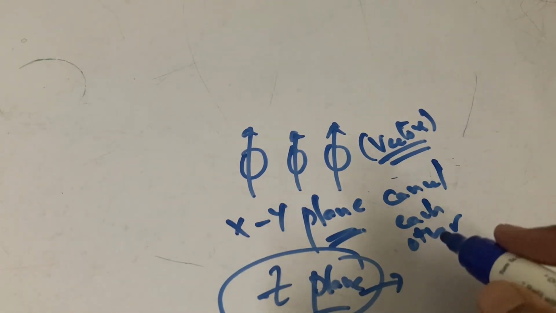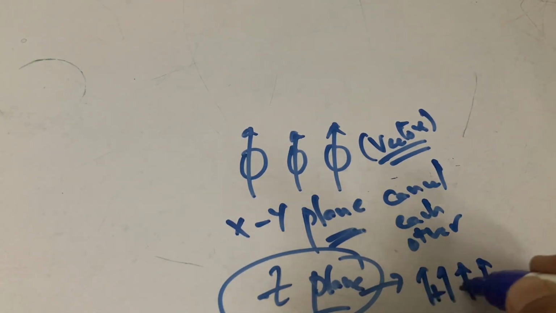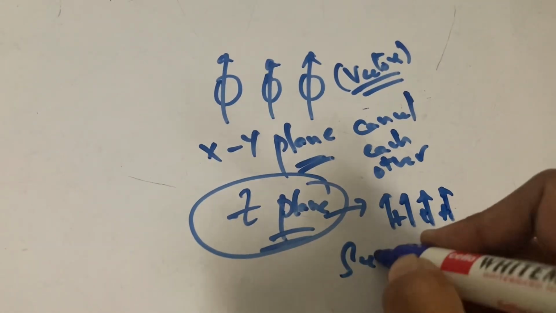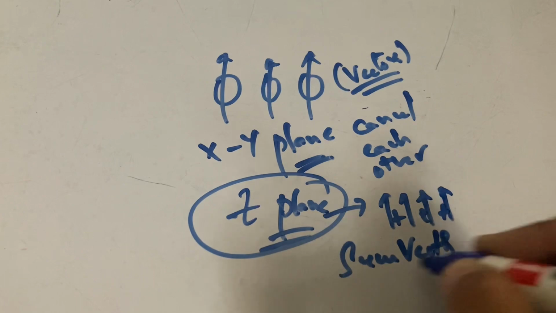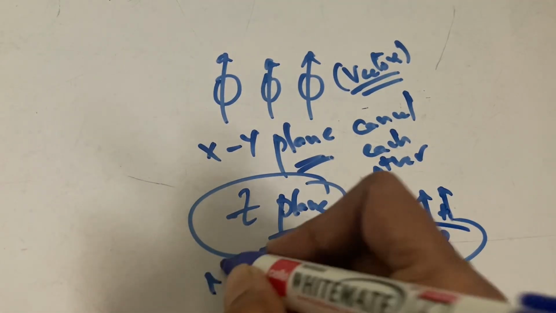Why don't they cancel each other? Because they point in the same direction. So they add up and form a sum vector, called the magnetic vector.